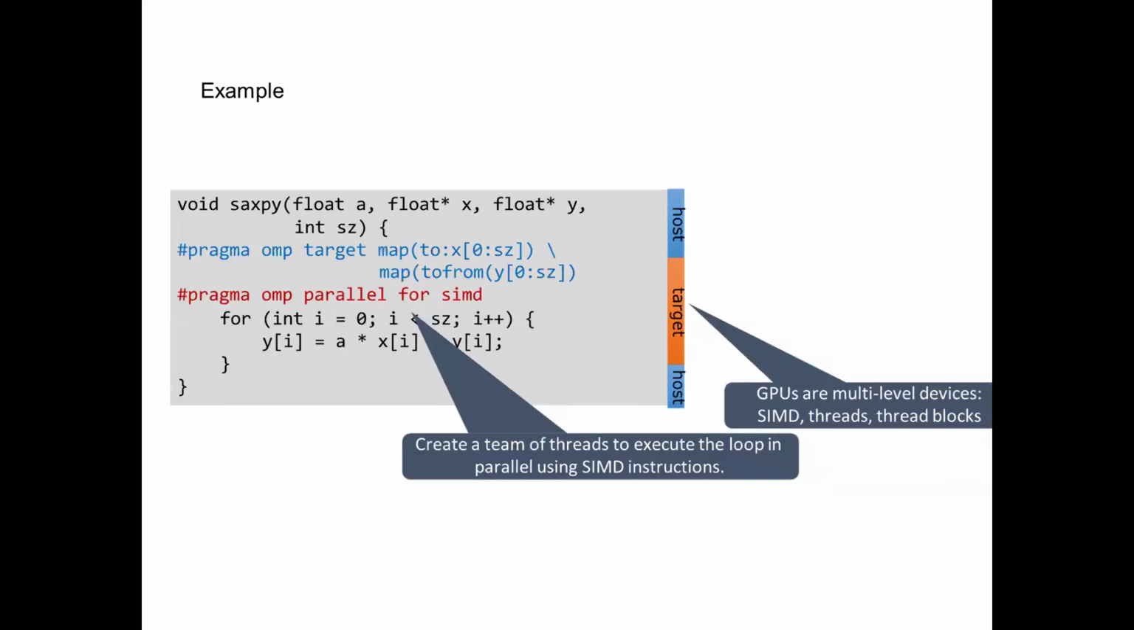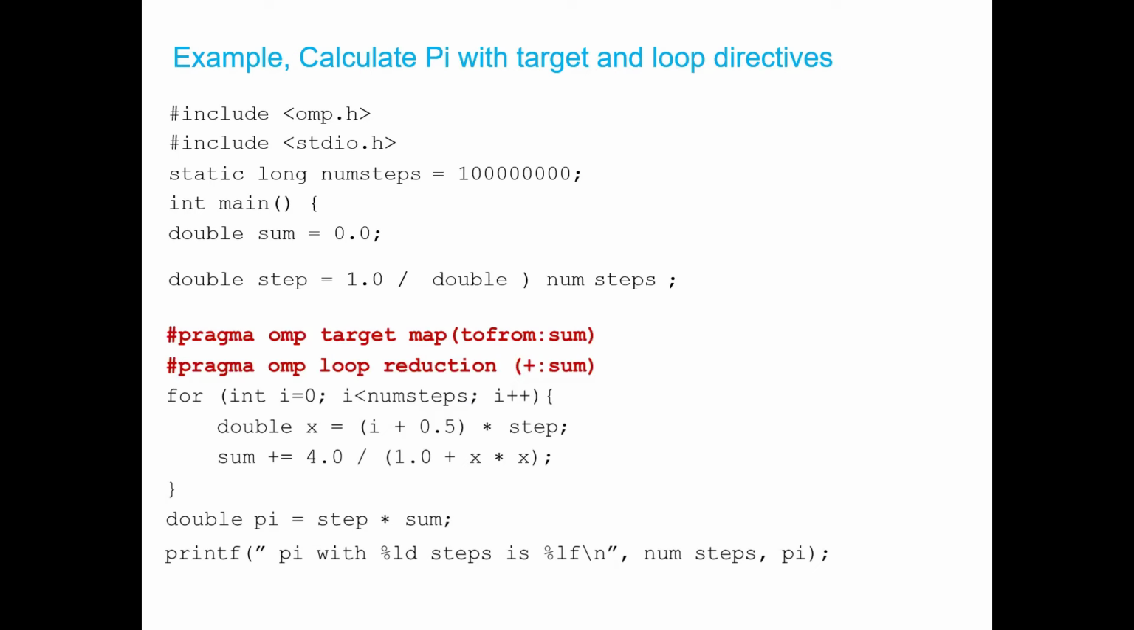Back to this example code, we just showed the target and the mapping. In that case, only one thread runs the code, so it will run sequentially. Now, coming back to parallel for, and SIMD is another parallel solution for parallel for. This code will run in parallel on the GPU. The GPU will create a team of threads to execute the loop in parallel. Again, I use a lot of examples here, and this is a simple example, like computing pi, using that approach.